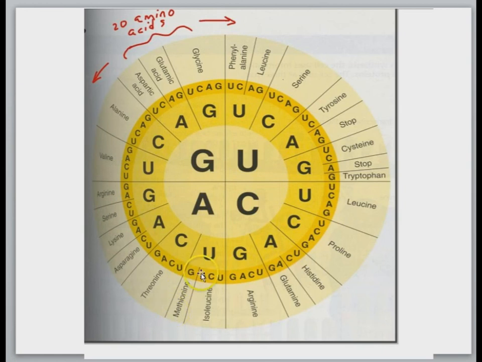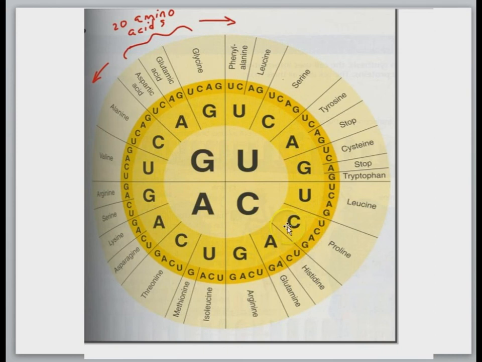Now, if the third letter was A, it would be isoleucine. If the third letter was C, it would also be isoleucine. And if it was U, it would also be isoleucine. So notice there are 3 triplets here that correspond to isoleucine. And that's very common as you look around the code here. Let's take a triplet CCU. That would code for proline. But so also would CCC, CCA, CCG. So there's redundancy in the genetic code.